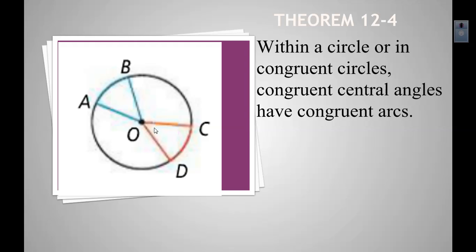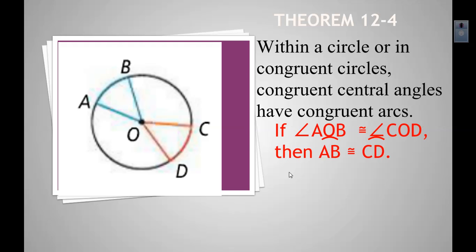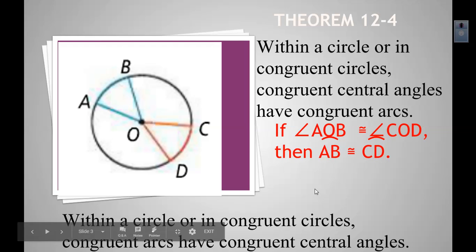That means that these two angles right here, if they are congruent, then their arcs are also congruent, as we studied before. The arcs are the same as the central angle. So if the angles are the same, then the arcs are the same. This little arc symbol is referring to arc AB and arc CD. And then we can reverse that and say that within a circle or congruent circles, congruent arcs have congruent central angles. So that means if the arcs are the same, then your central angles are the same.